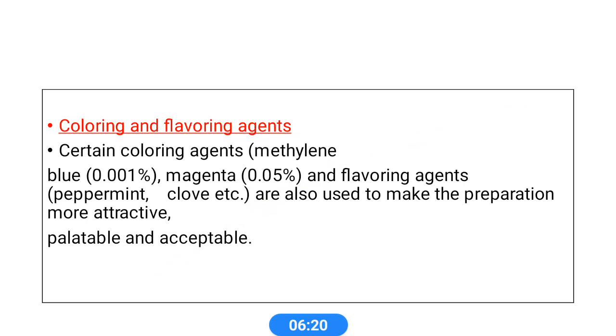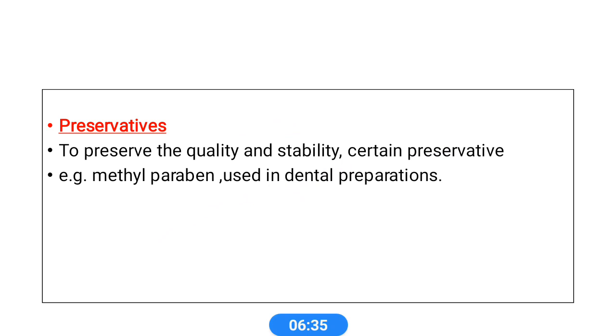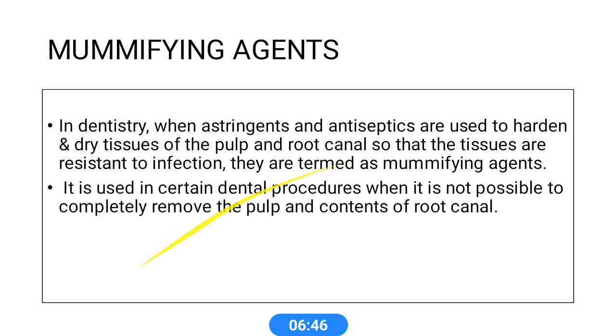Next we come to coloring and flavoring agents. Certain coloring agents like methylene blue, magenta, and flavoring agents like peppermint, clove oil are used to make the preparation more attractive, palatable and acceptable. Preservatives are mainly used to preserve quality and stability. A common preservative is methyl paraben, used mostly in dental preparations.